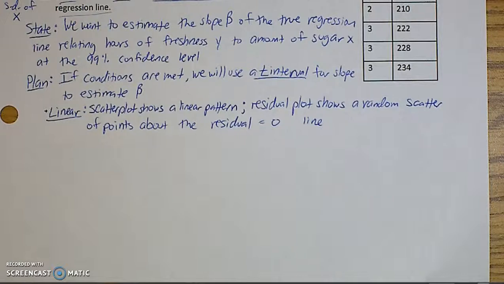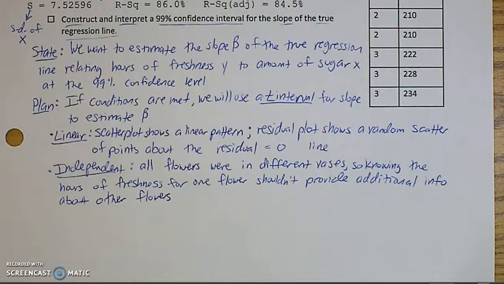Because this came from an experiment, we don't need to check the 10% condition. So when it comes to independent, as long as we're saying that all the flowers were in different phases, so knowing the hours of freshness for one shouldn't provide additional information about the other flowers, that's good enough for our independent. So just saying one thing is independent of the other, throwing in some context, you're good there.